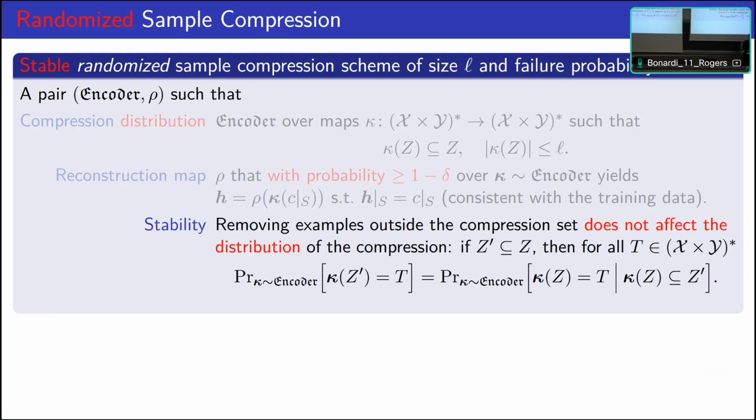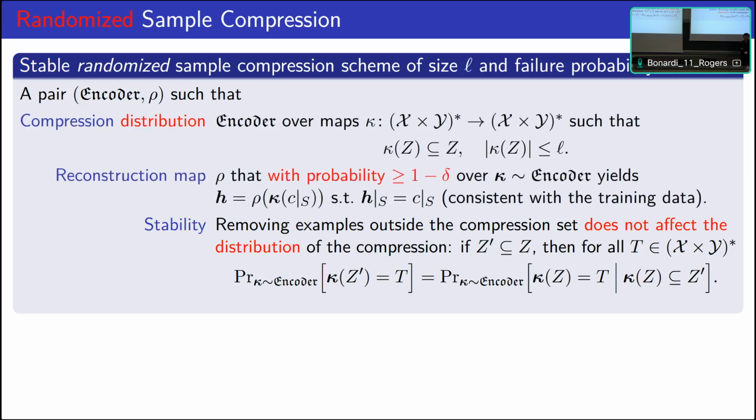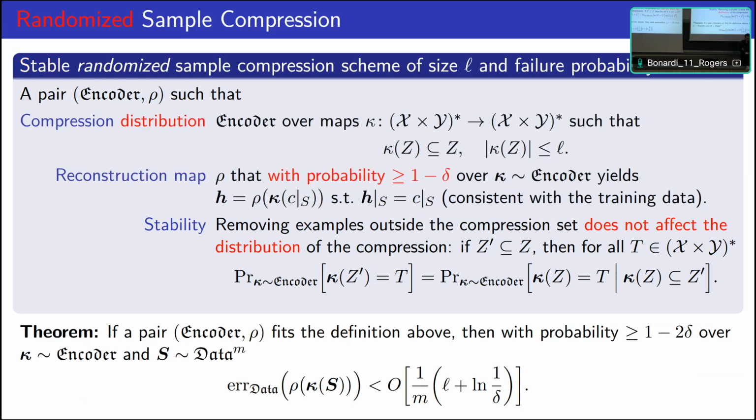And the notion of stability here is trying to capture the same, right? Removing points that are not in the compression set maintains things as before, which in this setting means that the probability distribution doesn't change. More formally, if you remove points from a sample Z to obtain Z prime, compressing Z prime has the same distribution as compressing the whole Z, if you know that the points in the compression of Z are still in Z prime. So with this distribution, we proved a result that's very close to the analogous one, with the same error bounds that you had in Busquets.